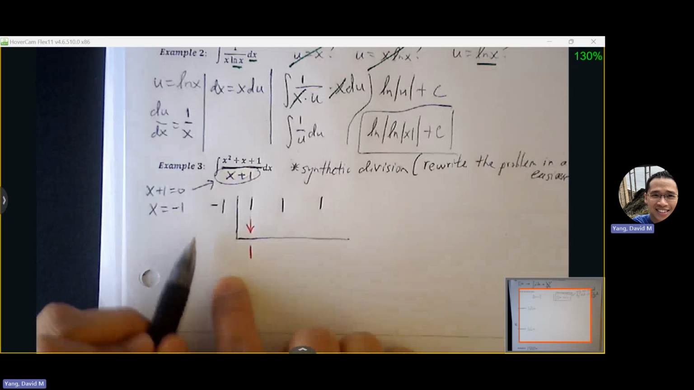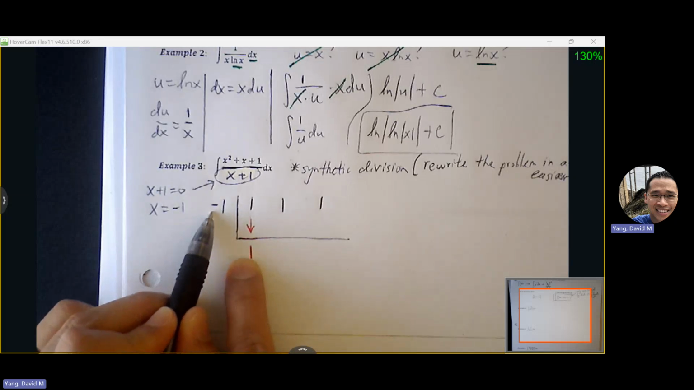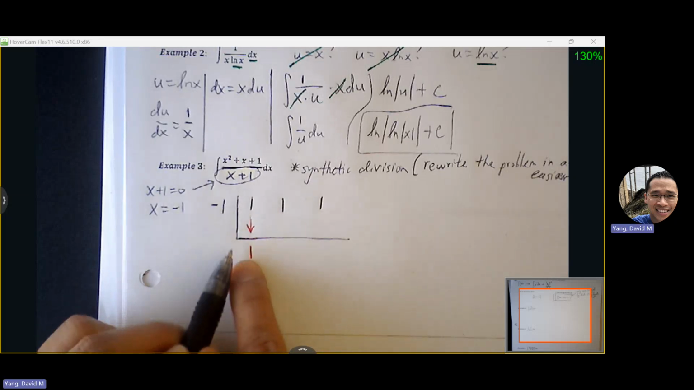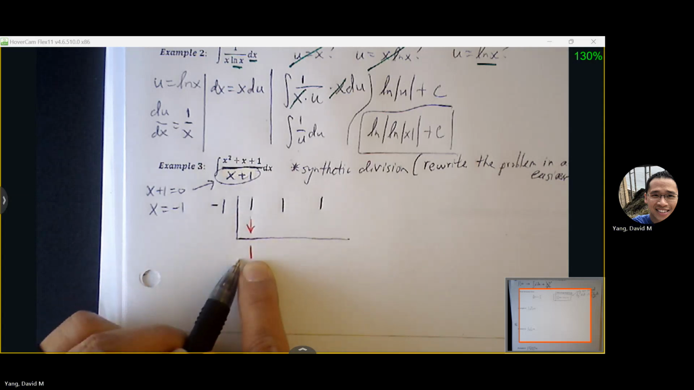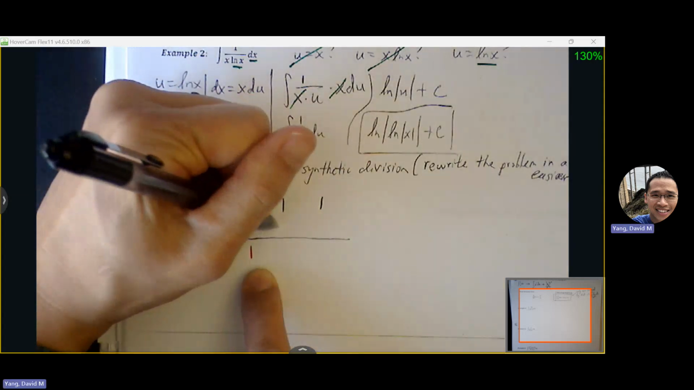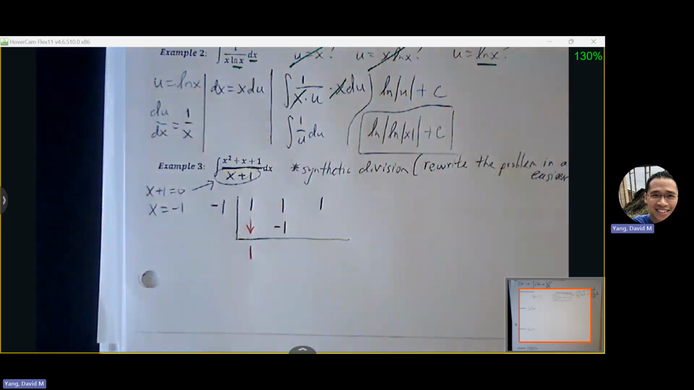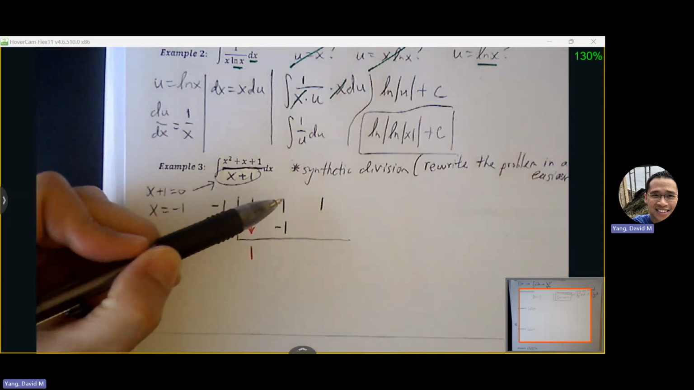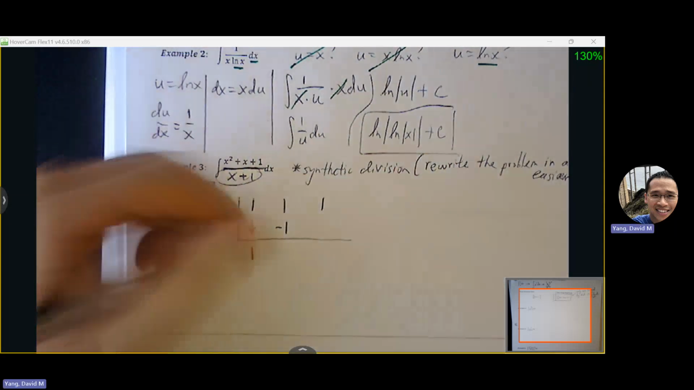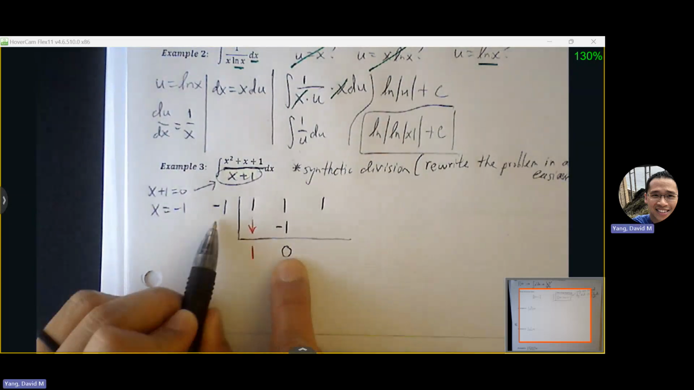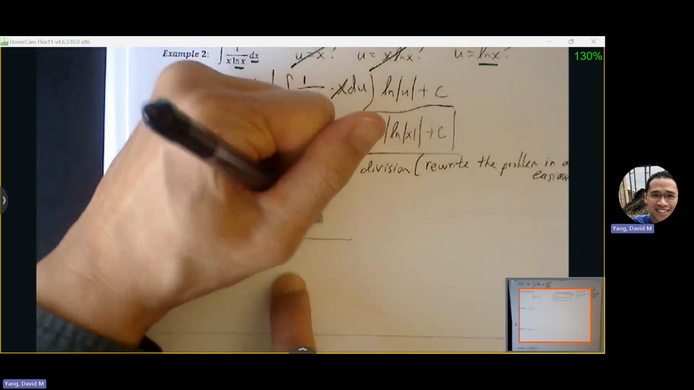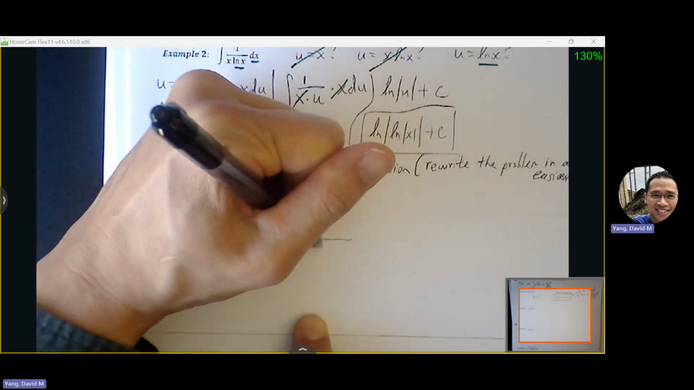Next up, you're going to take the factor that you have out here, multiply that with the number below the line. What's -1 times 1? Just -1. So you're going to put that number in the second column, and then you're going to add. 1 minus 1 is 0. Okay. Multiply with this number again. -1 times 0 is 0. And then 1 plus 0 is 1.